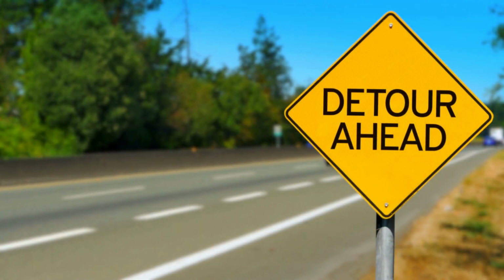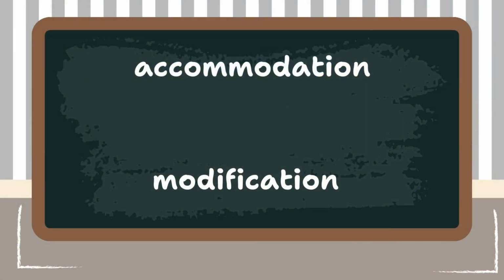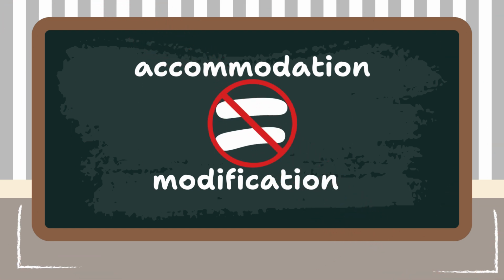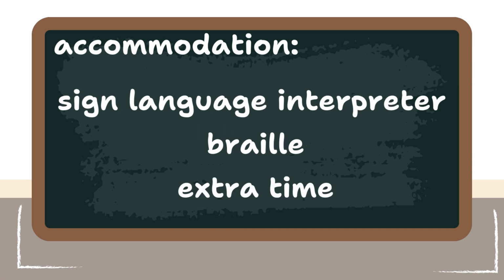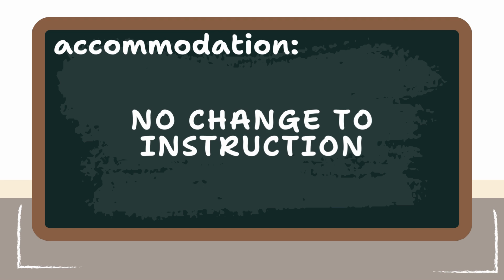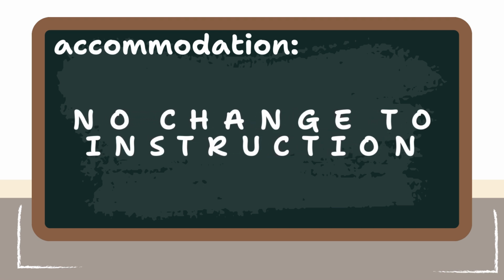We're going to take a quick detour from our topic to go into a bit more detail on what is an accommodation and what is a modification. Accommodation and modification are not the same thing. They are not interchangeable terms in education. Once again, an accommodation is altering something or removing a barrier: using an interpreter for a deaf or hard of hearing student, providing instruction in Braille for the visually impaired student, allowing extra time on tasks or tests for students with motor or learning disabilities. No changes have been made to the curriculum or instruction, but how the student accesses the instruction.